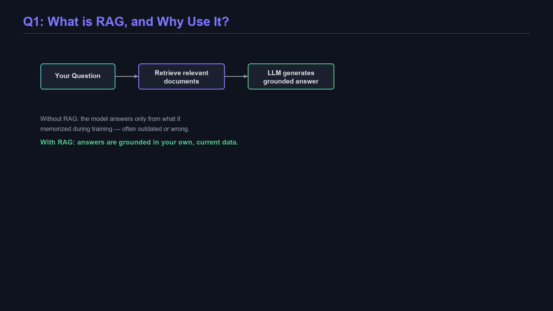Without RAG, a model can only answer from its training data, which is often outdated or simply wrong for your specific use case. With RAG, answers are grounded in your own current data, and you can update that data without retraining the model at all. This is exactly why companies use RAG instead of constantly fine-tuning a model every time their internal documents change. It's far cheaper and faster to update a document store than to retrain a large language model.